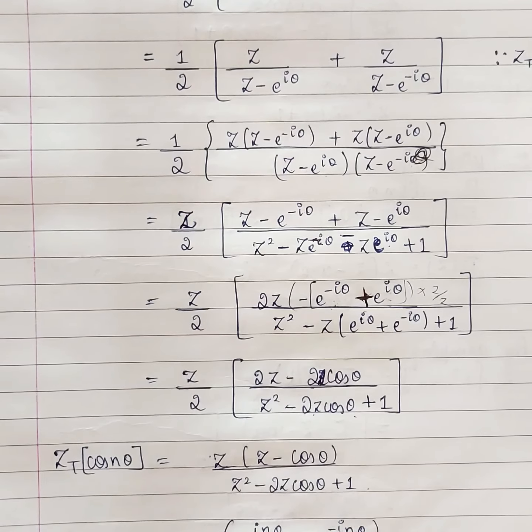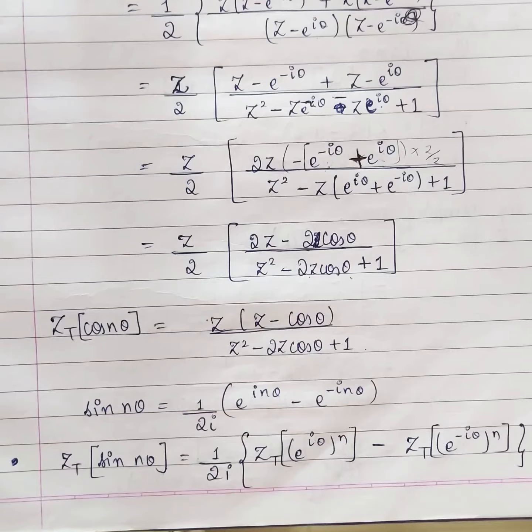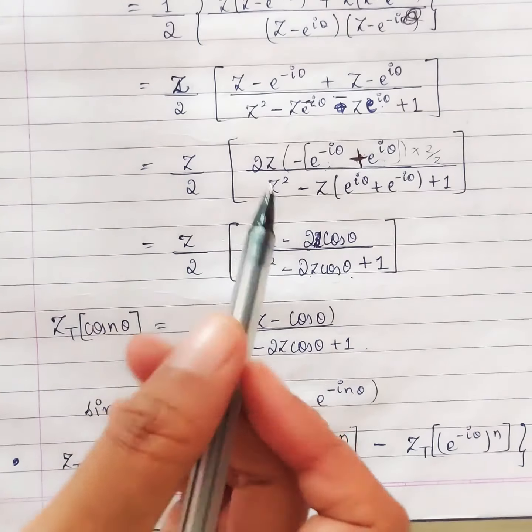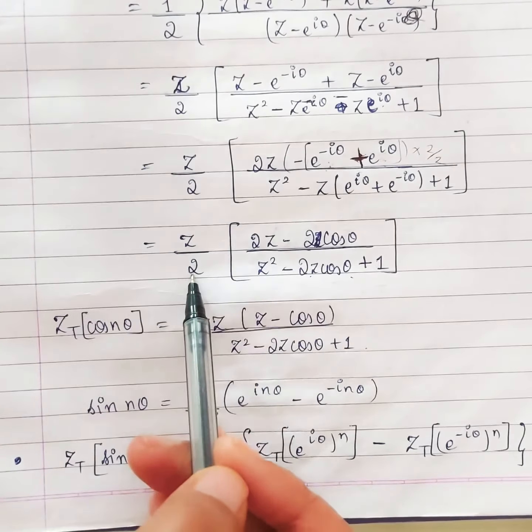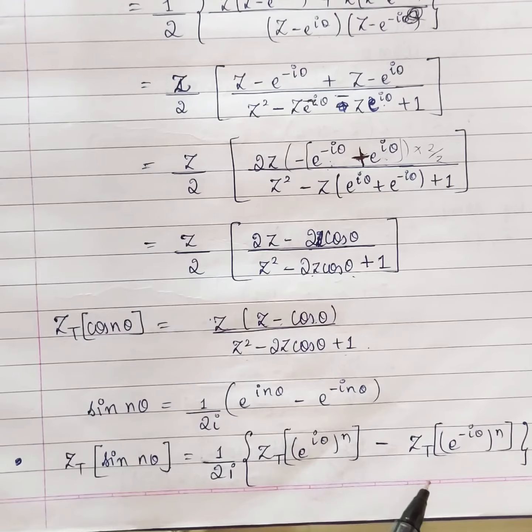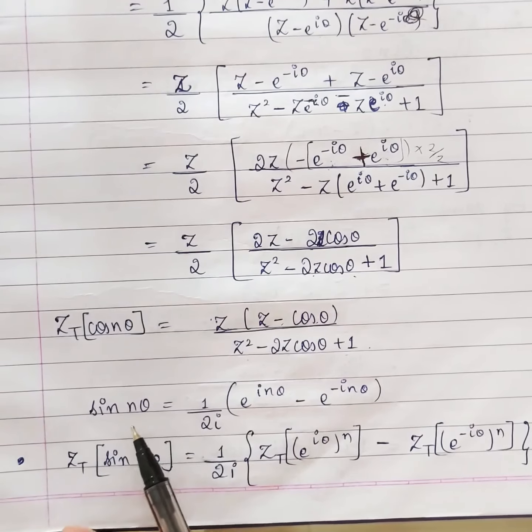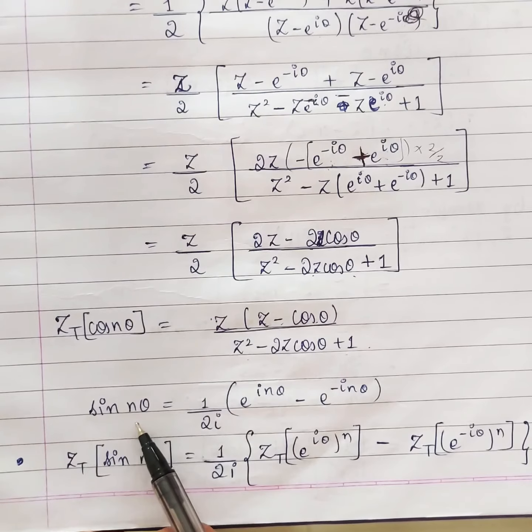So now we have got the terms, and by taking 2 common in the numerator, this 2 and that 2 will get cancelled. So z minus cos theta will be there in the numerator, and the denominator z square minus 2z cos theta plus 1. So this is the z transform of cos n theta. So we got the answer for the first question, find the z transform of cos n theta. Similarly, we have to find the z transform of sin n theta. What is the formula for sin n theta?